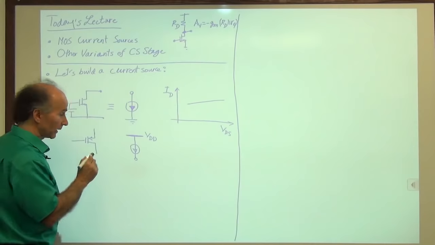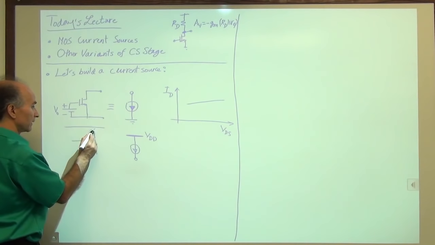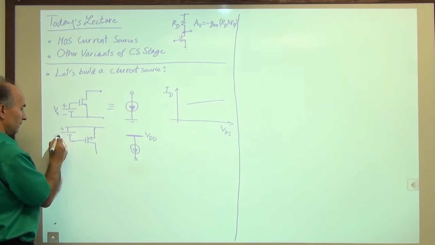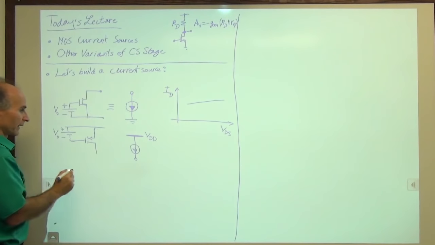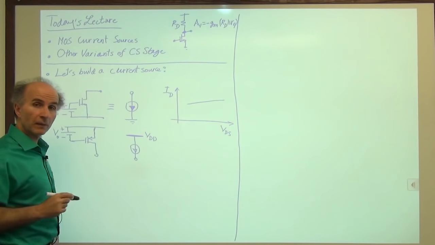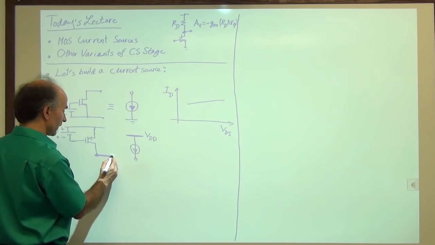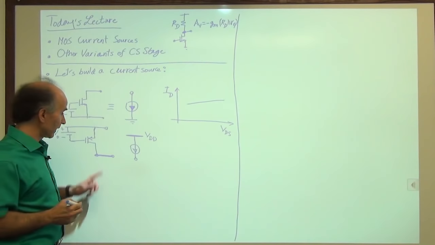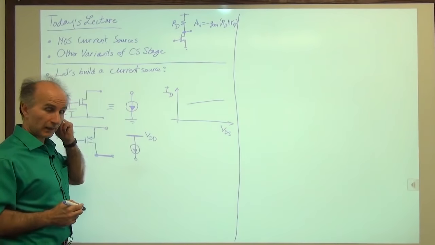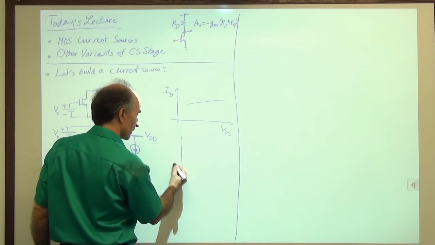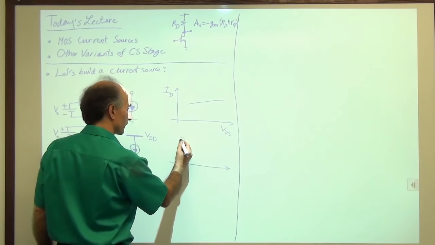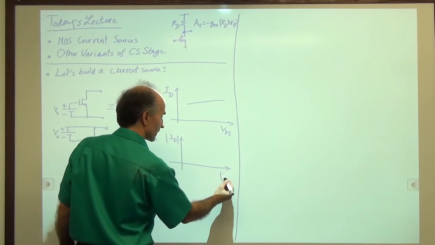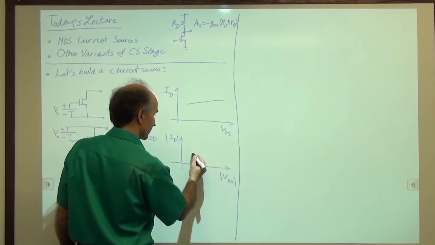We bias it properly. So for example, if we have VDD here, we just connect a battery between VDD and the gate, some voltage, and again, this becomes available as a current source, right? We have only two terminals here. This becomes available as a current source. And it has the same situation, at least if you look at the absolute values of ID and VDS, it's the same situation.